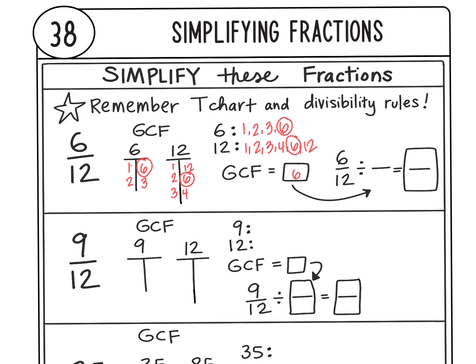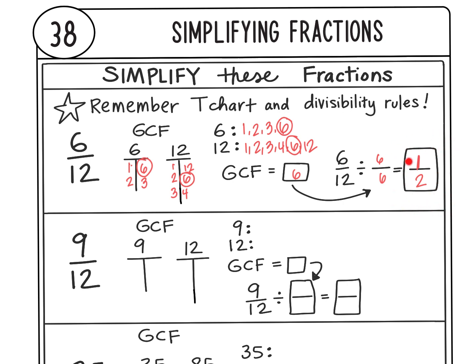Once I identify my GCF, that's the number that I'm going to divide 6/12 by. So I have 6 divided by 6, it's 1. And then 12 divided by 6, which is 2. So my simplified fraction for 6/12 is 1/2. Oh, yeah. That makes sense.